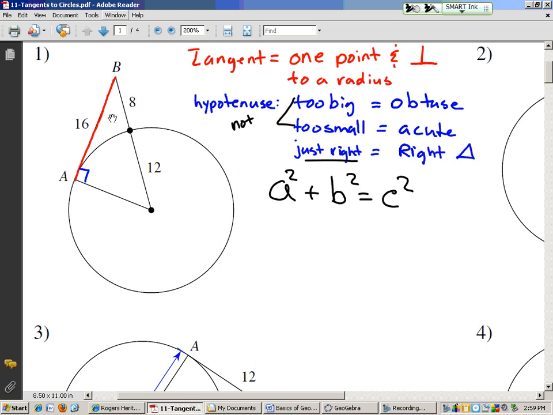So let's try it out. First off, we need to make sure we identify A, B, and C. So A we can call 16. How much is B? 20. So is B the green side here? Would that be A, B, or C? C. Yeah, because that's the longest side. So that would be C, which is equal to 20.